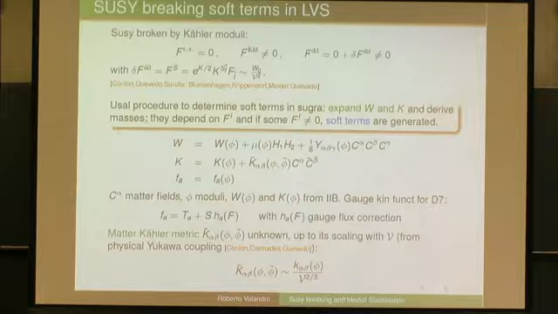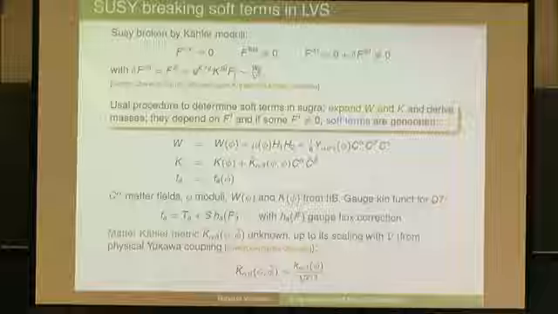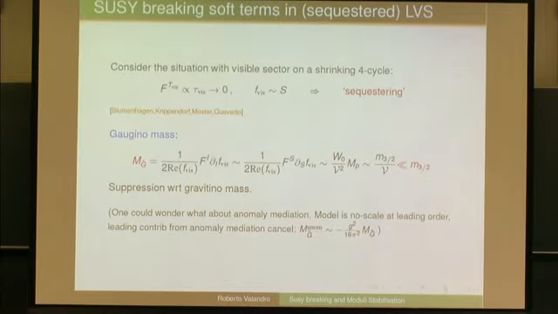We also have to consider the gauge kinetic function. This depends on the Kähler moduli and also on the dilaton. Of course, to derive the soft terms, the important thing is to have the Kähler metric for the matter fields. That is this coupling here, and it is unknown. But the nice thing is that you can say something about its dependence on the volume, by looking at the physical Yukawa coupling, which has this scaling with the volume.